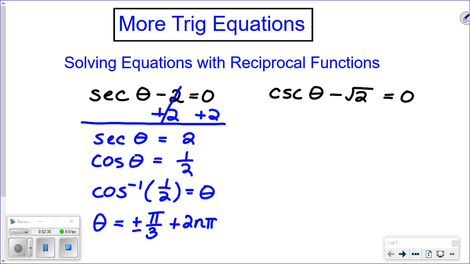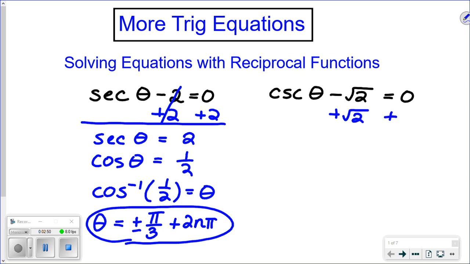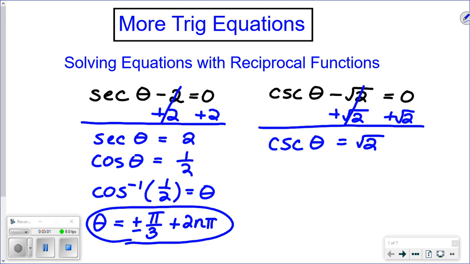Okay, let's look at our next example. We have cosecant of theta minus the square root of 2 equals 0. So the first thing we want to do is isolate the trig function. So I'm going to add square root of 2 on both sides. And we get cosecant of theta equals square root of 2. All right, then we're going to change it to the reciprocal function. Cosecant is the reciprocal of sine.